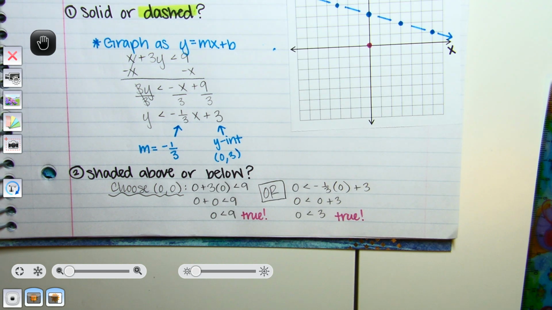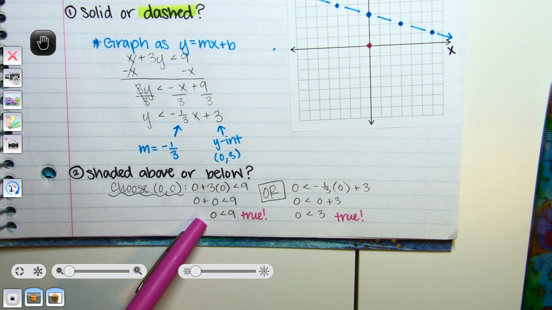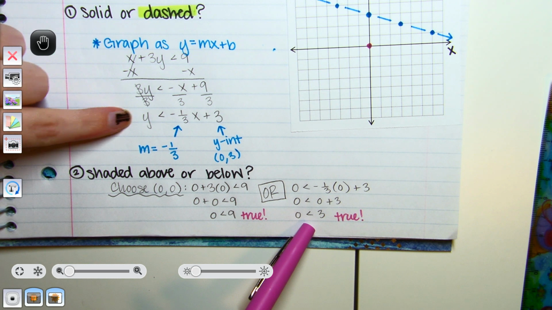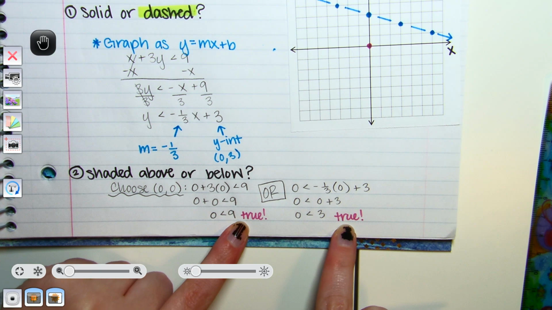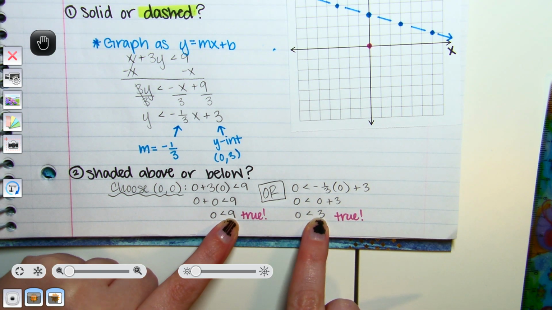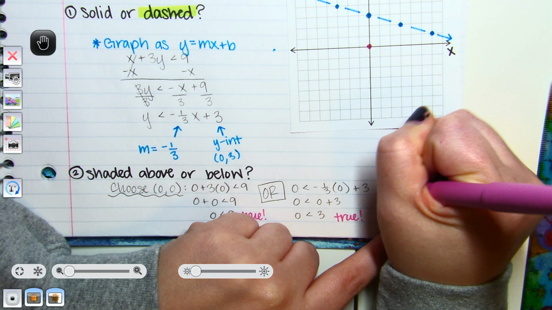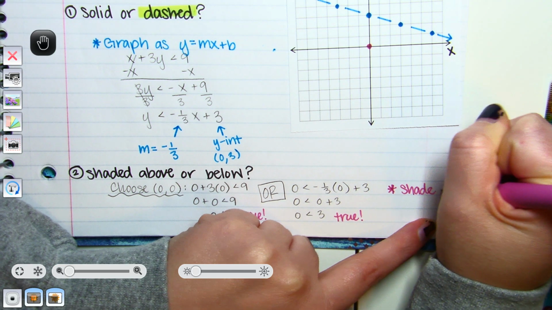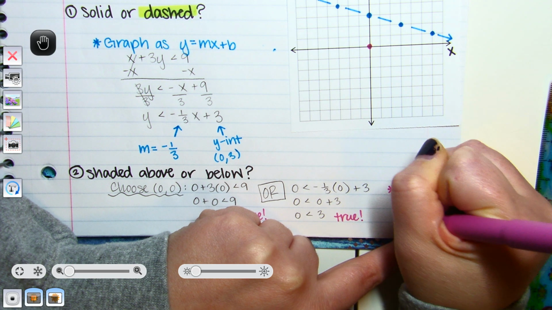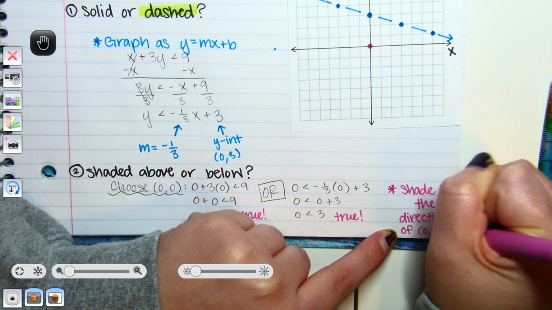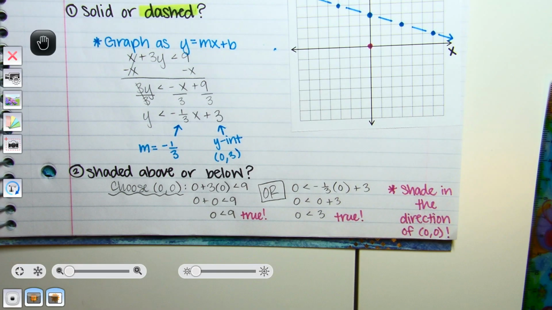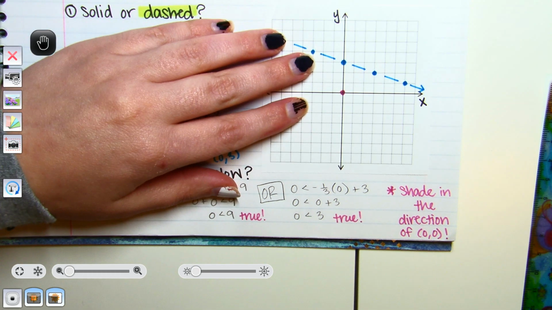I plugged it into both, so I showed the work plugging it into our original equation we were given and the new equation we got when we rewrote it. It does not matter which one you choose to plug it into, because as you can see, you get the same result either way. You should have gotten that when you plug in 0, 0, you get a true statement. Either 0 is smaller than 9 or 0 is smaller than 3. Which means we shade in the direction of 0, 0. Because that's the point we plugged in, and it was true.